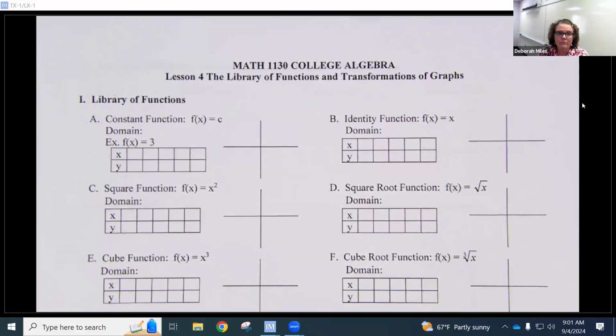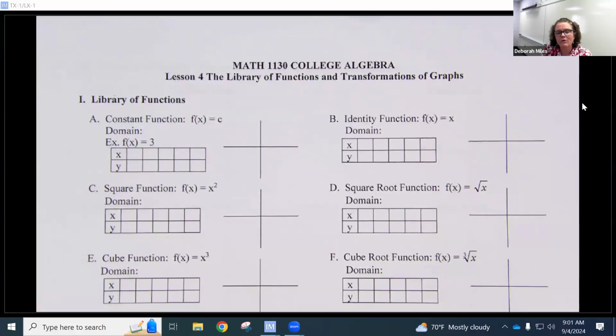Let's go over lesson 4, the library of functions and transformations of graphs. Lesson 3 was about functions. We learned function notation, how to find the value of a function. In this section, we're going to talk about the graphs of functions and how to shift those graphs, particularly left, right, up or down, or flip it upside down. Those are the transformations we're going to be talking about.